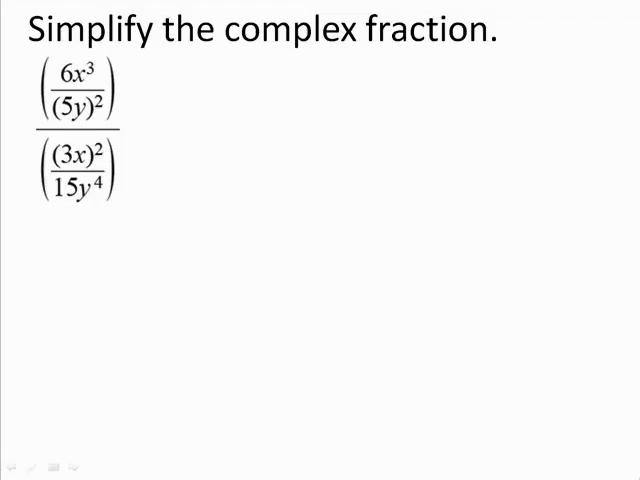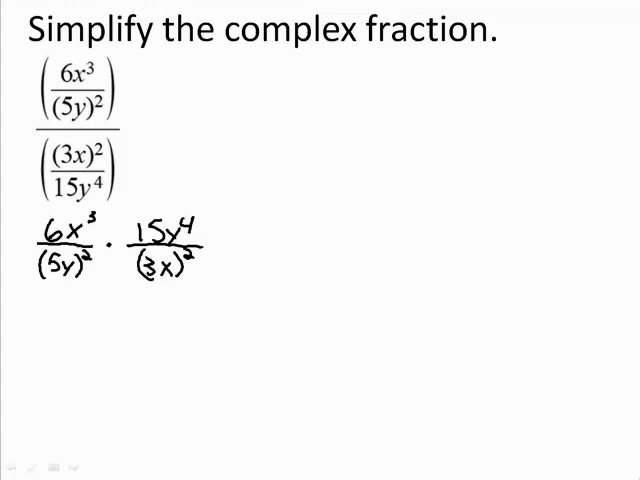Simplify the complex fraction: 6x cubed divided by the quantity 5y squared divided by the quantity 3x squared divided by 15y to the 4th power. When dividing by a fraction, invert the divisor and multiply. 6x cubed divided by the quantity 5y squared times 15y to the 4th power divided by the quantity 3x squared.